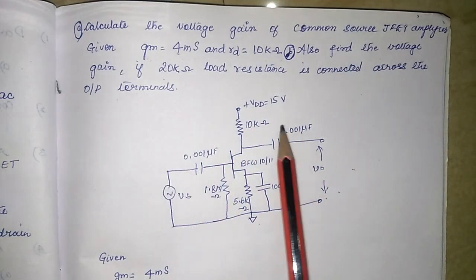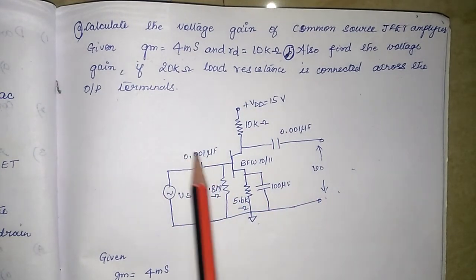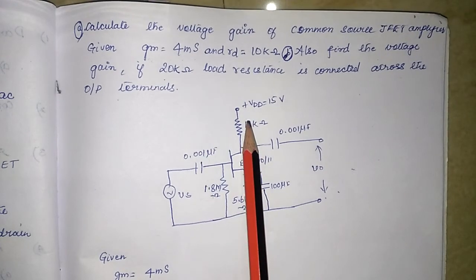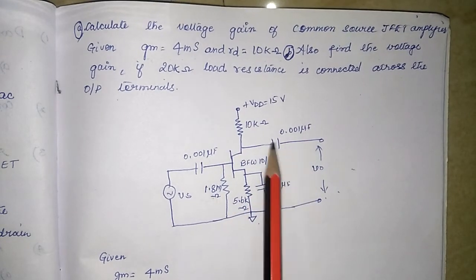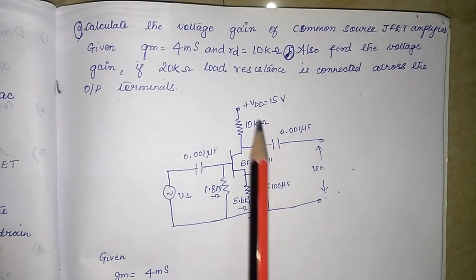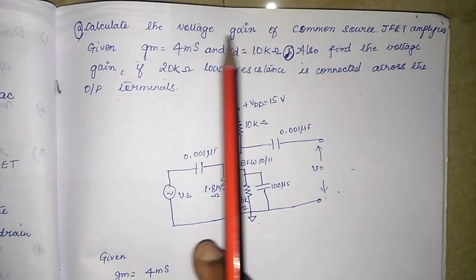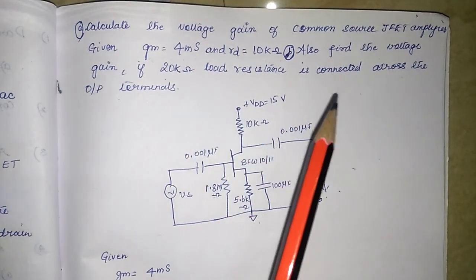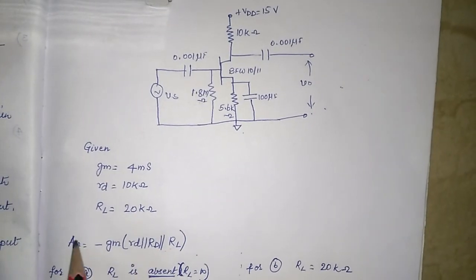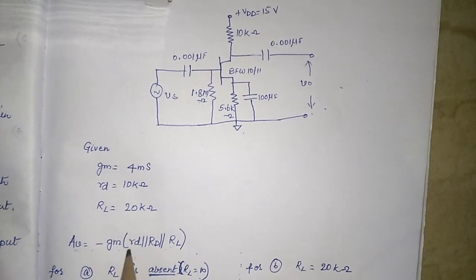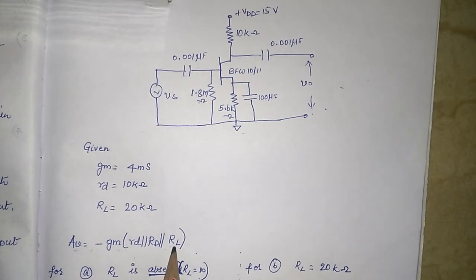So, they have given the circuit. You have the same thing: Rg is given as 1.8, and Rd, Rs are given. In the first part, they are asking you to determine the voltage gain. So, what is the formula for voltage gain? You have learned that, isn't it? AV is equal to minus gm into the parallel combination of small rd, capital Rd and RL.